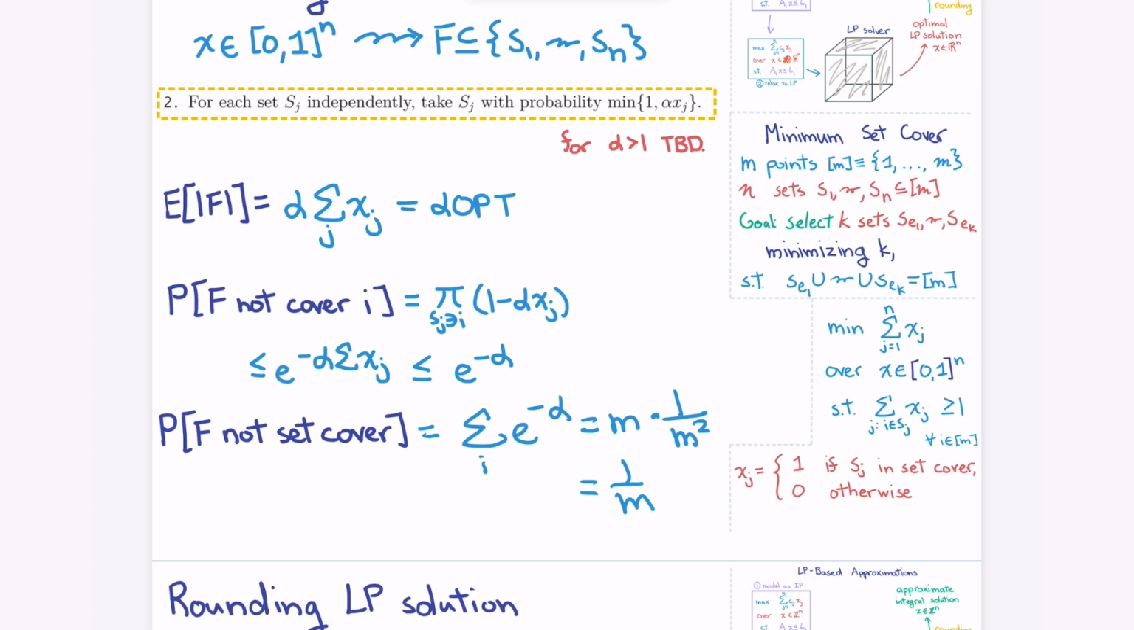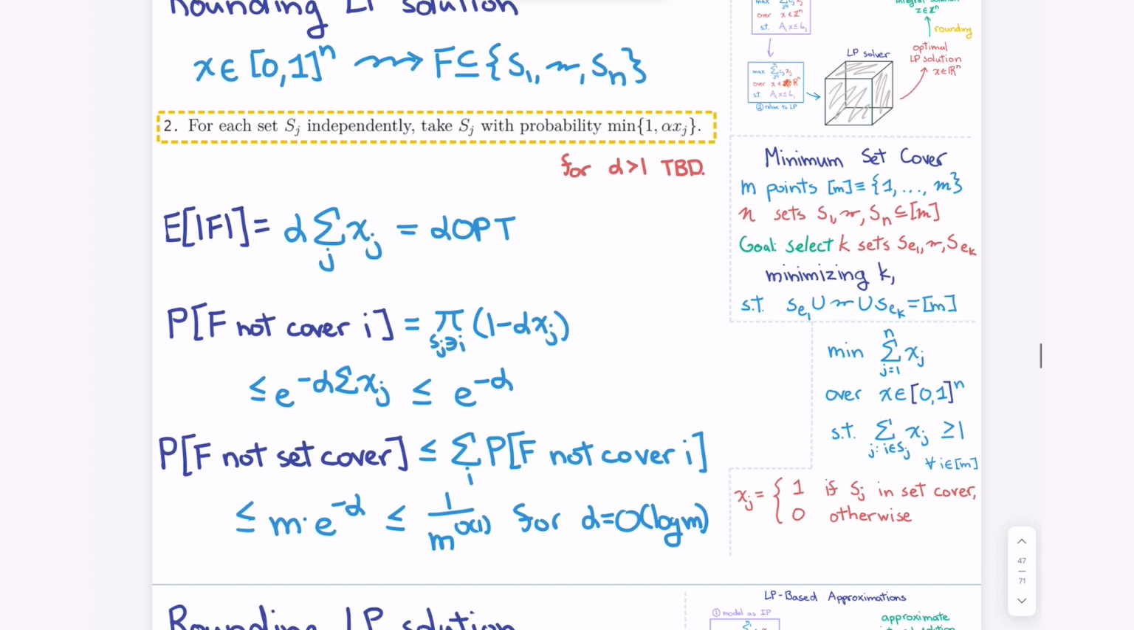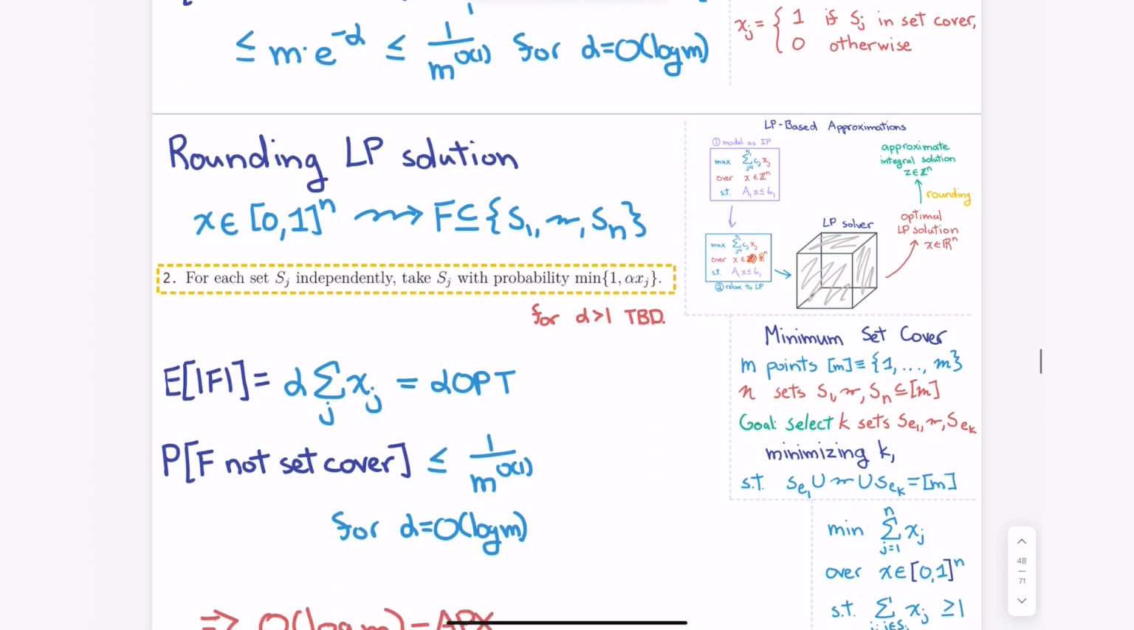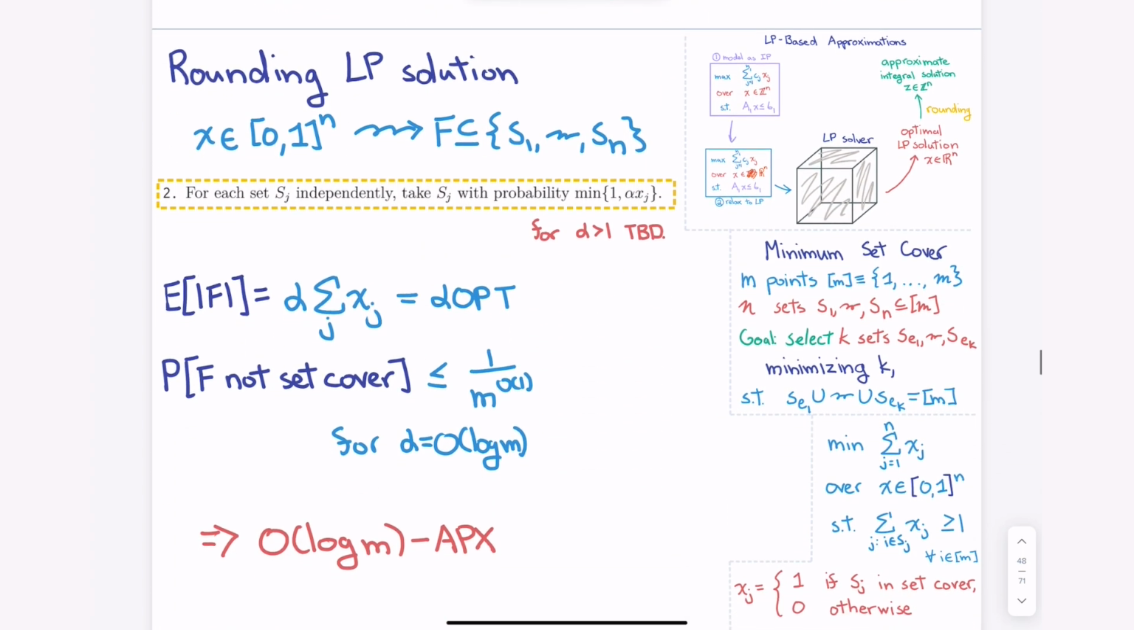Okay. So that's 2 algorithms for this problem. You can either repeatedly do it or just scale up.